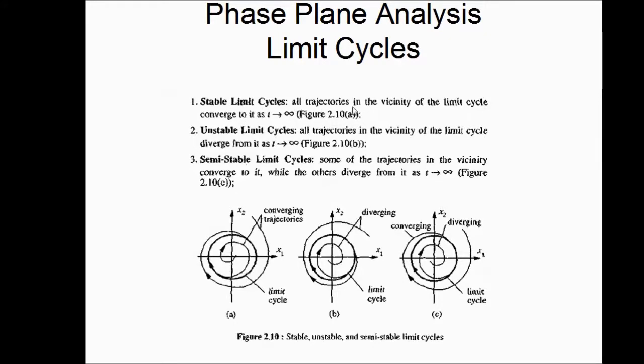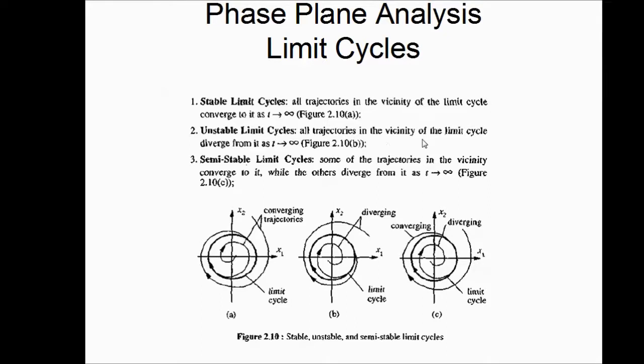For a stable limit cycle, all trajectories in the vicinity of the limit cycle converge to it as t tends to infinity. So this is a limit cycle here. These trajectories are converging towards the limit cycle. The trajectory beginning outside is converging to the limit cycle, and a trajectory starting inside is also converging to the limit cycle. So this is a limit cycle which is stable.